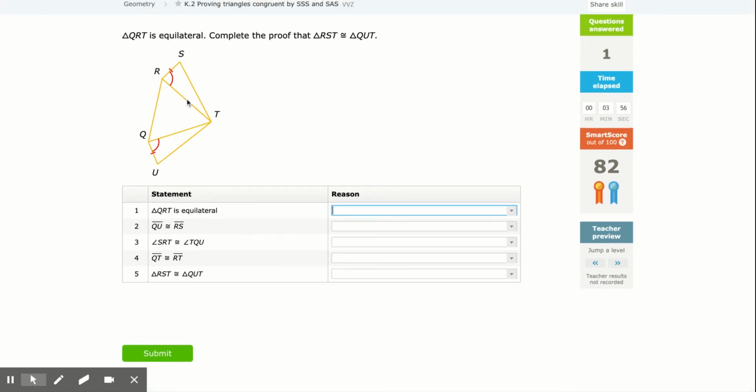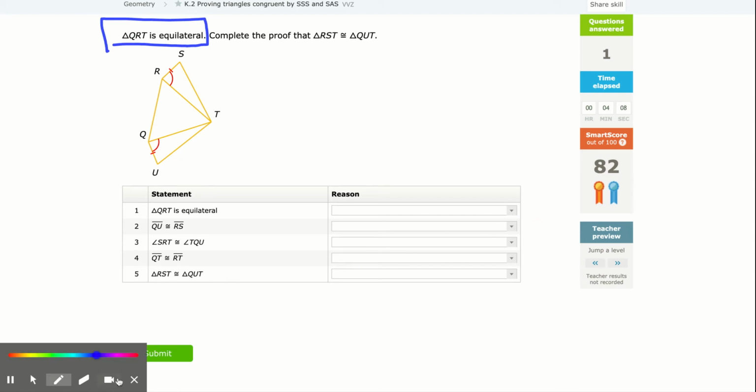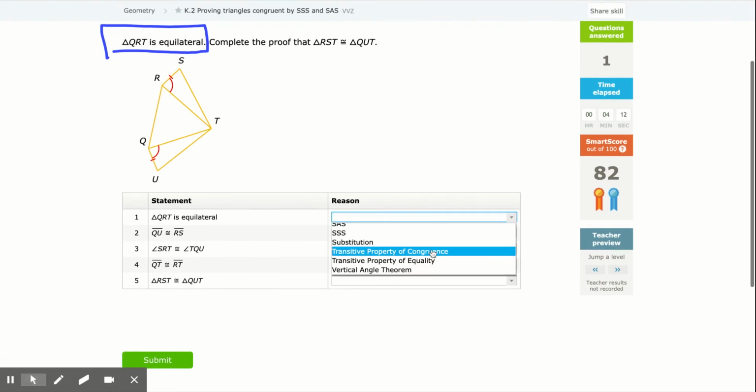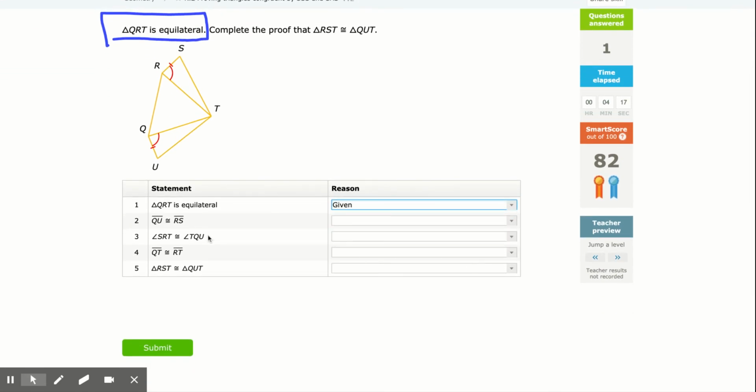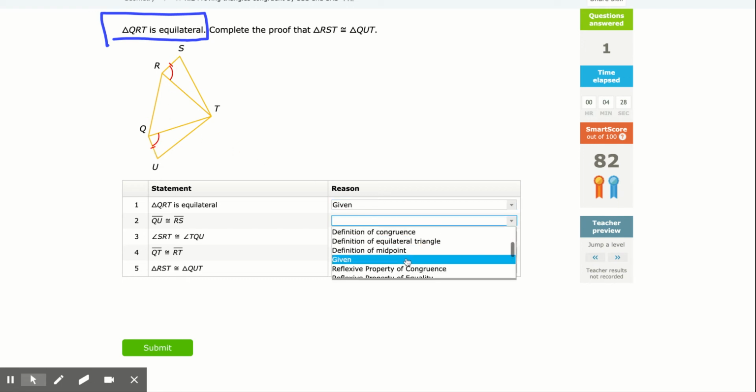QRT is equilateral. Well, QRT is equilateral because it's given. It says it in the statement. Make sure you read the statement right here. It says that's a given. So I look through all these and I'm looking again for the one that says given. Right there, given, right? Then it says QU is congruent to RS. The little tick marks, that's a given again. I love things that are given, right?